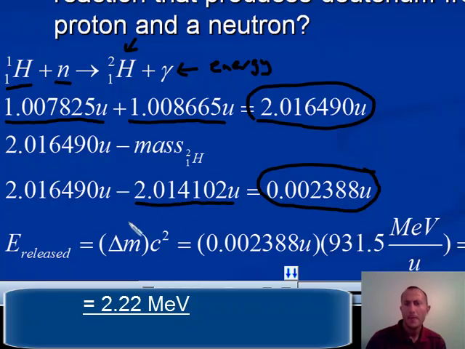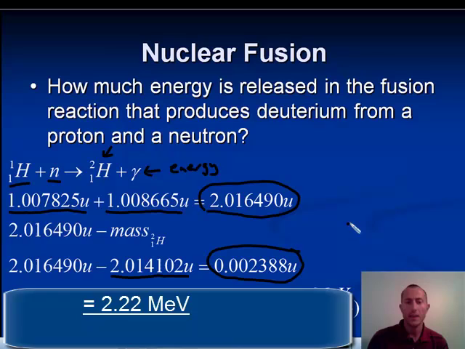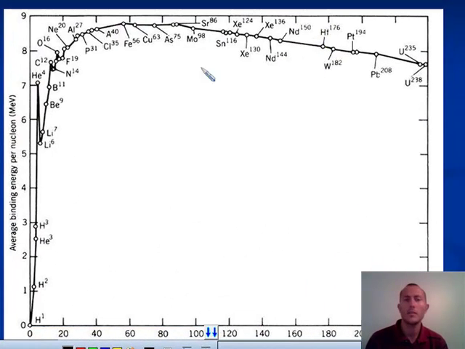Converting that into mega electron volts, we find that there are approximately 2.22 mega electron volts of energy released for every reaction that fuses a proton and a neutron together. Now let's use the graph of binding energy per nucleon to compare fission and fusion a little bit.